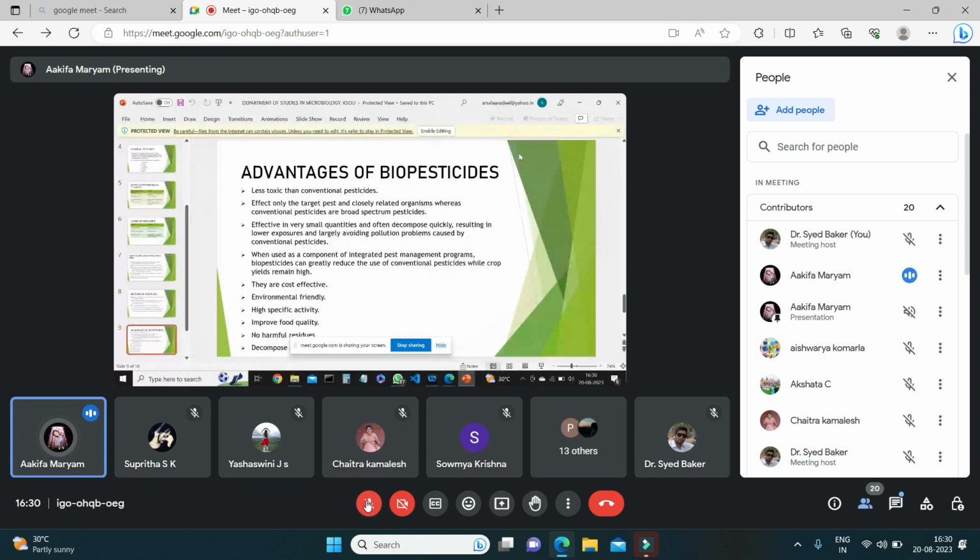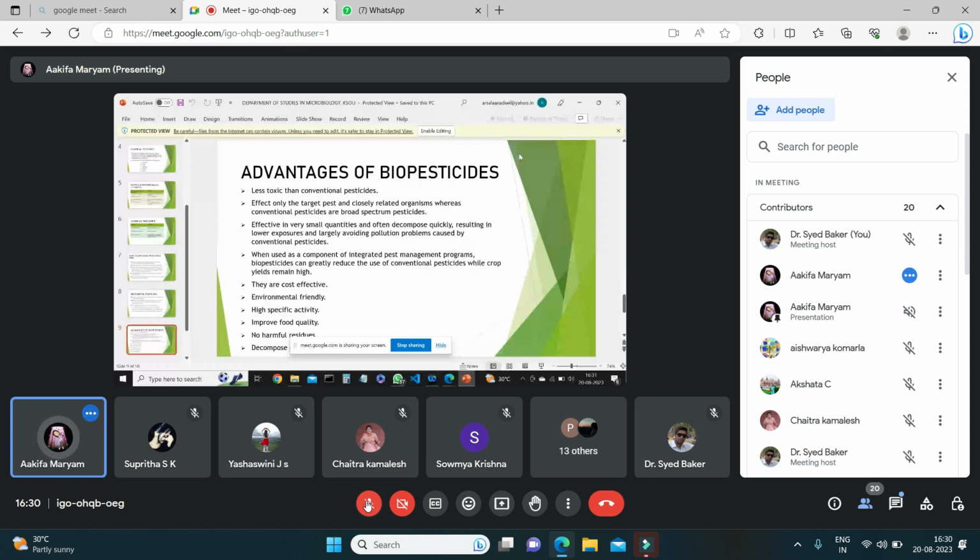The next is the advantages of biopesticides. They are less toxic than conventional pesticides and affect only the target pest and closely related organisms, whereas conventional pesticides are broad spectrum. They are effective in very small quantities and often decompose quickly, resulting in lower exposure and largely avoiding pollution problems caused by conventional pesticides. When used as a component of integrated pest management programs, biopesticides can greatly reduce the use of conventional pesticides while crop yields remain high.